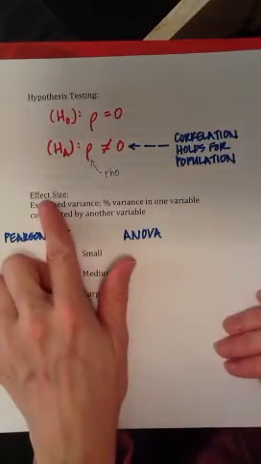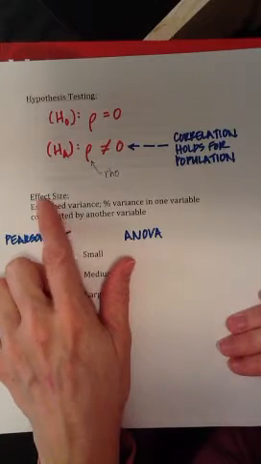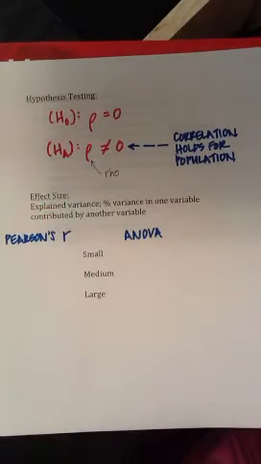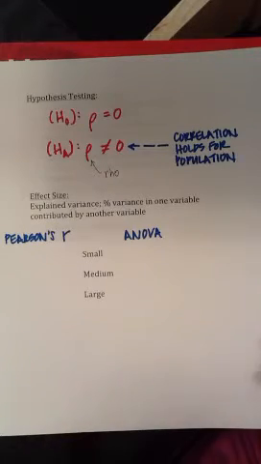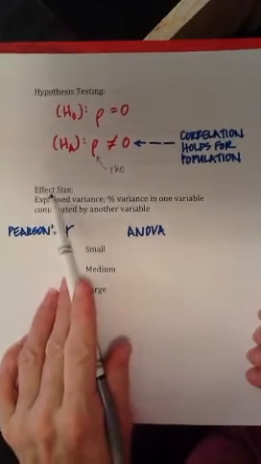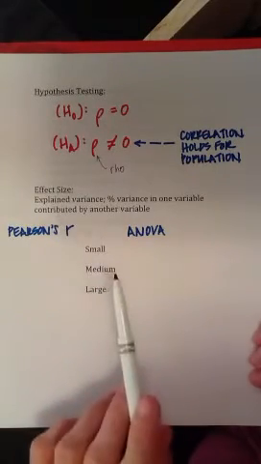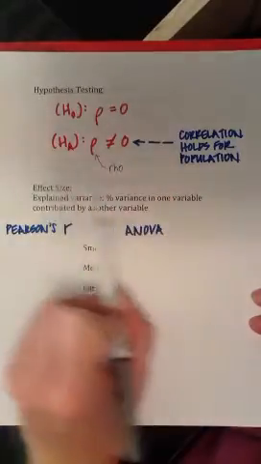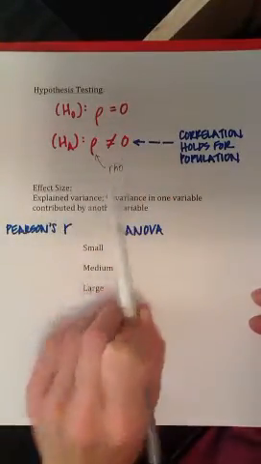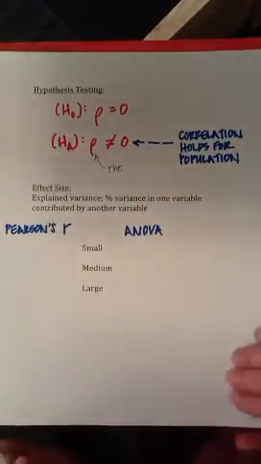As with some of the other statistical procedures that we've talked about, we also need to look at effect size when we're talking about correlation. And effect size, as you recall, is practical significance as opposed to statistical significance. So hypothesis testing is about statistical significance. Effect size is about practical significance.